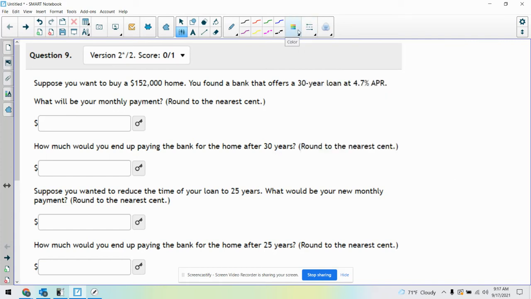So we have this question here. It says, suppose you want to buy a $152,000 home. You found a bank that offers a 30-year loan at 4.7% APR. What is your monthly payment?